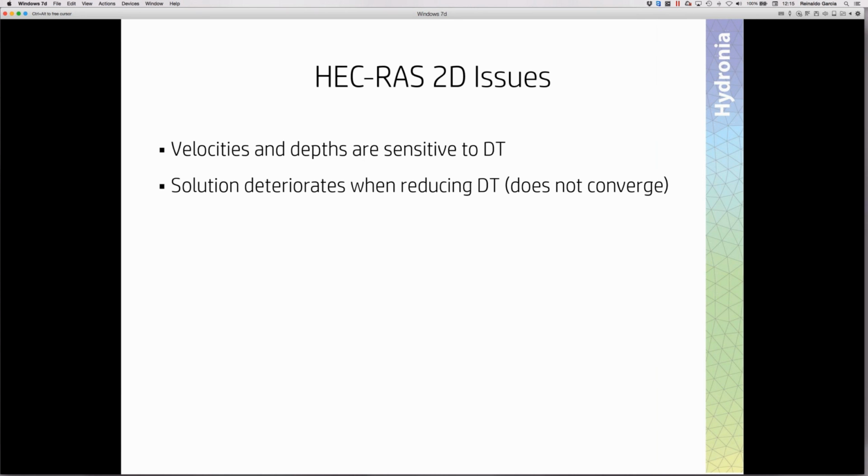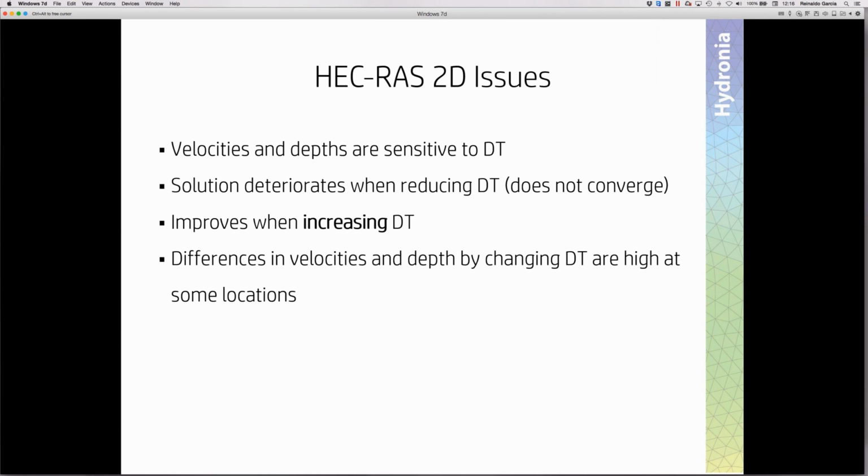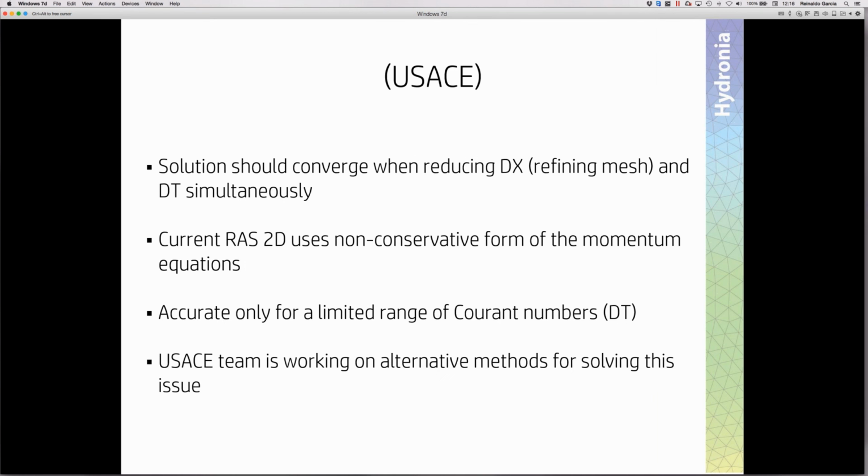But something that is a little concerning is that the solution deteriorates when you reduce the time step. So it would appear that the model, for some cases, is not converging when you reduce the time step. On the contrary, it improves when you increase the time step, which is a little weird. Now, the differences in velocities and depth by changing time step are high in some locations.